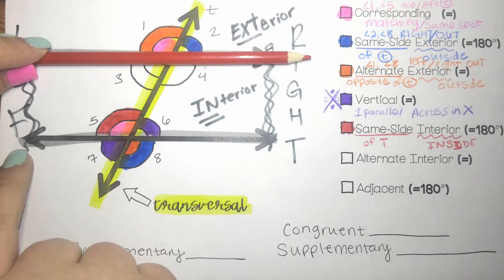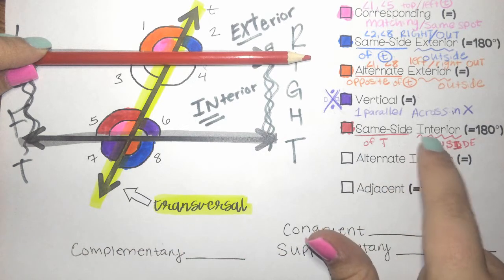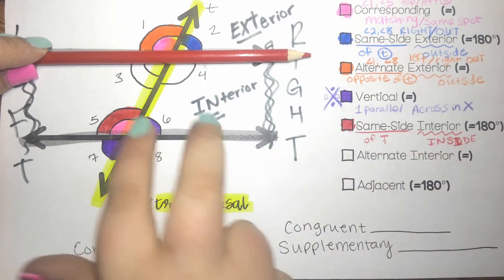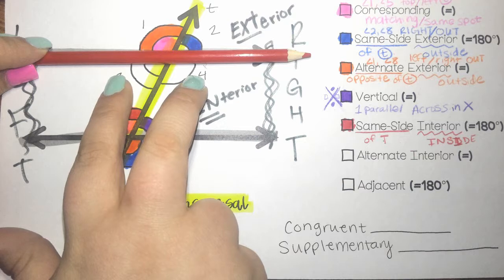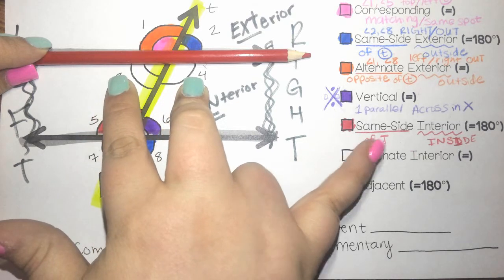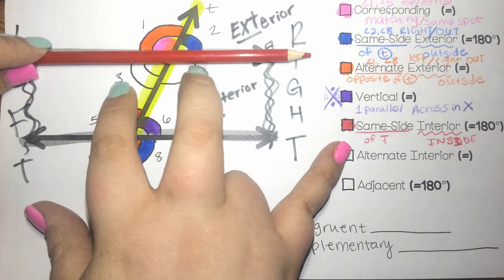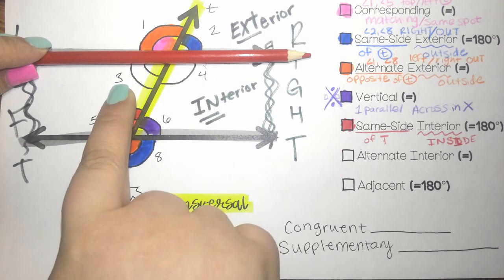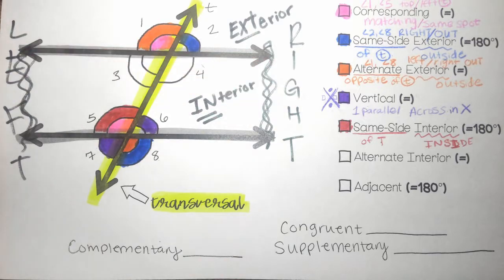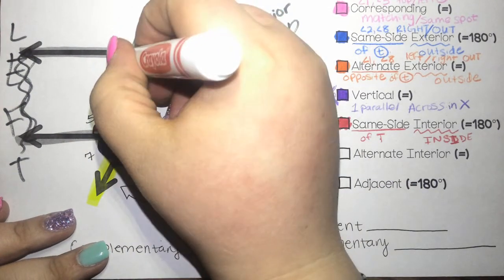I need something interior because of this word. So inside the box, interior. That leaves me only 3 or 4. And I also need same side of the transversal. Well, 5 was on the left, so between 3 and 4, 3 is on the left, meaning that 3 and 5 are same side interior angles.